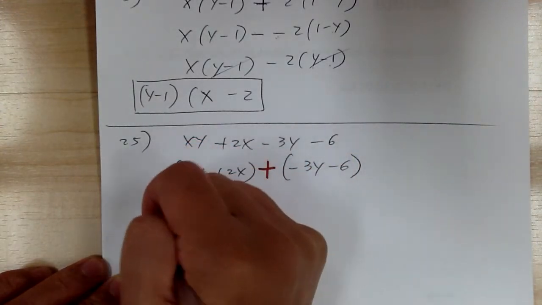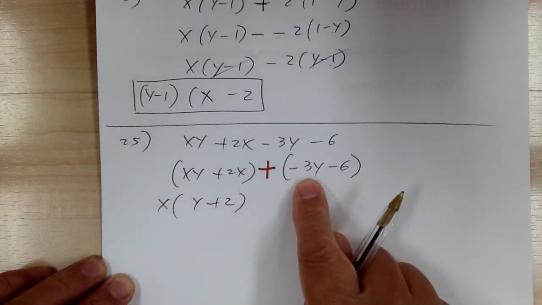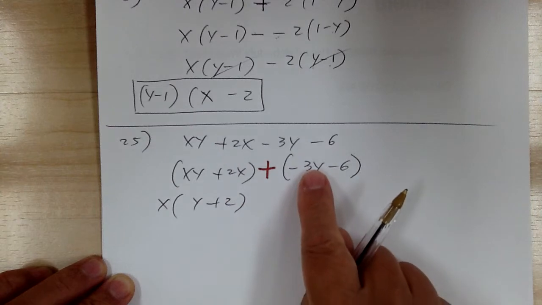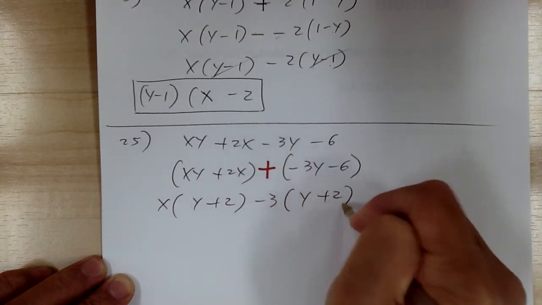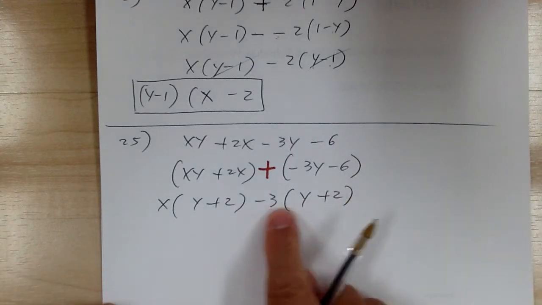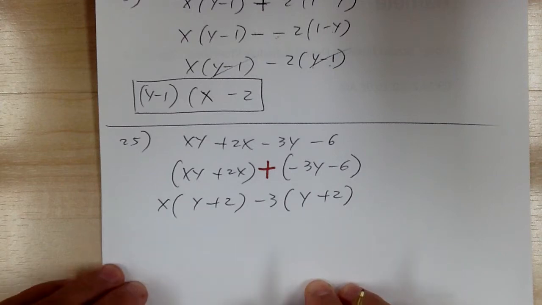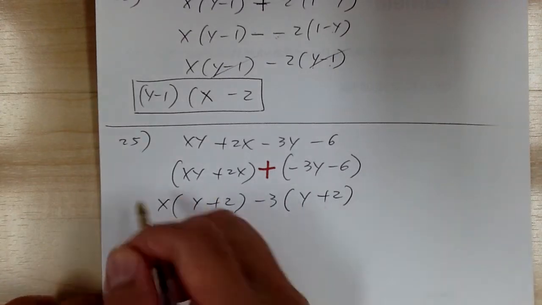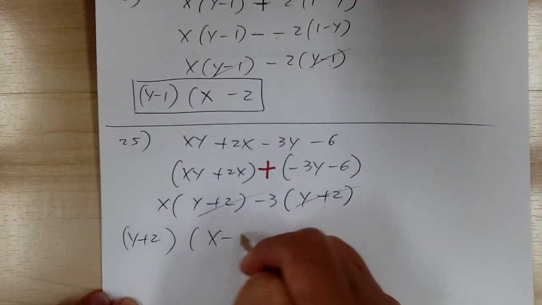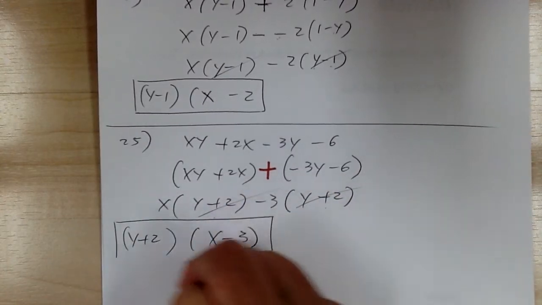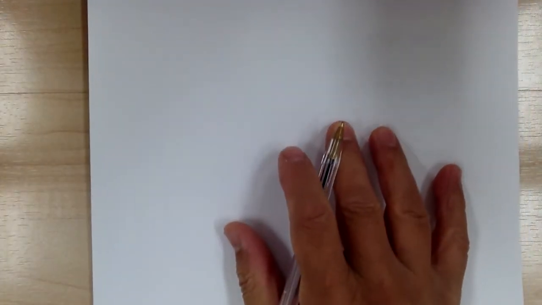So now you go and factor out the x. So you got y plus 2. This one, whenever you have a negative, you have to factor out the negative. So you can factor out the negative 3. And so this becomes y plus 2. And you can check, right? Negative 3 times y is negative 3y. Negative 3 times 2 is negative 6. Then from here, you have the y plus 2. So you can factor out the y plus 2. So this is gone. So you got x minus 3. Okay, let's go to 27.